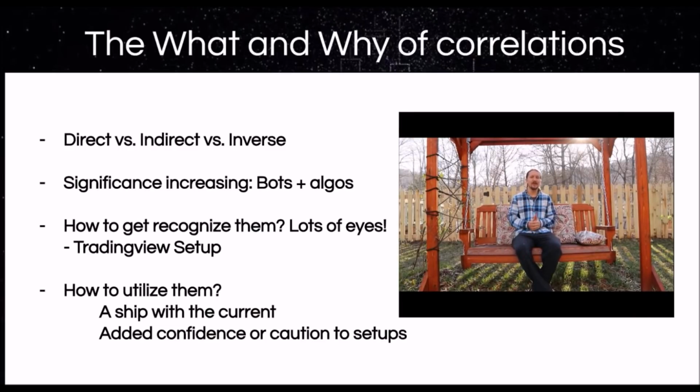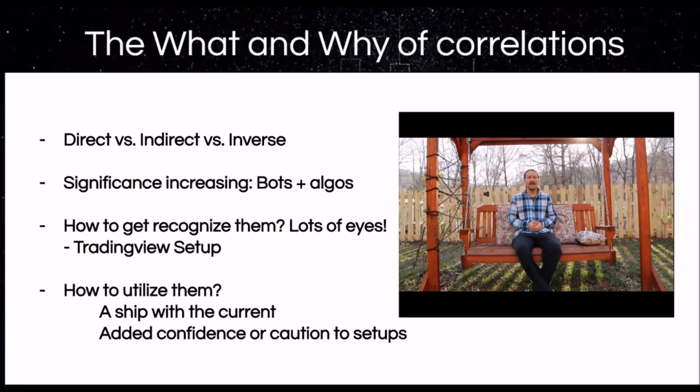There are three kinds of correlations that we want to keep an eye on: direct, indirect, and inverse. If we're looking at a direct correlation, that means if A goes up, B goes up. That's two dominoes. A hits B, B falls over. Indirect correlation is a little bit weaker, but they're still going in the same direction.